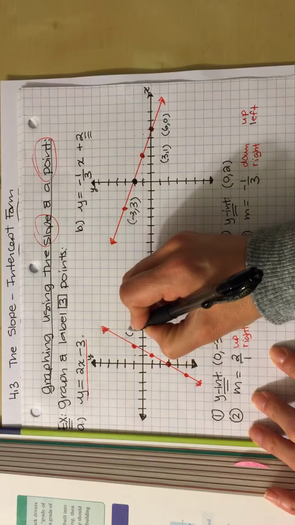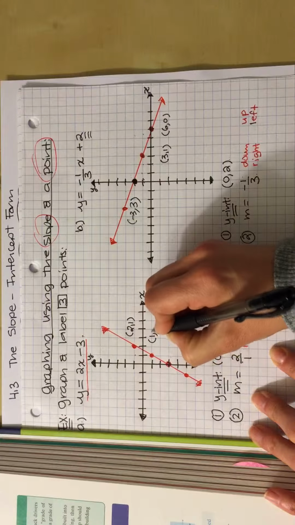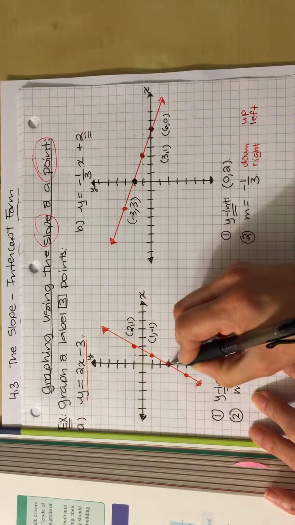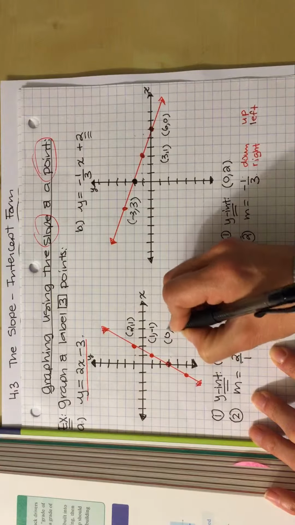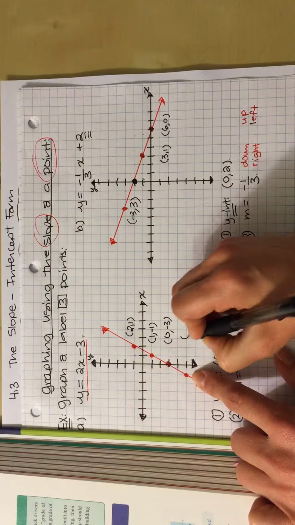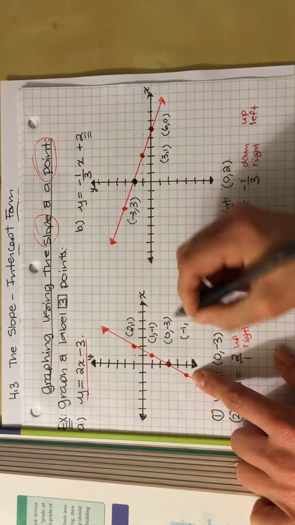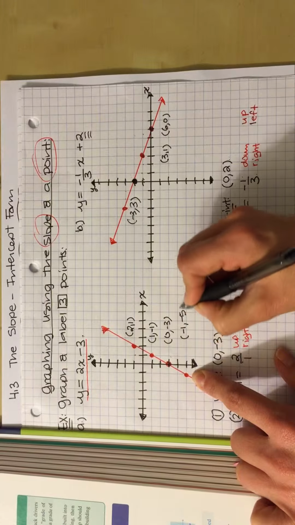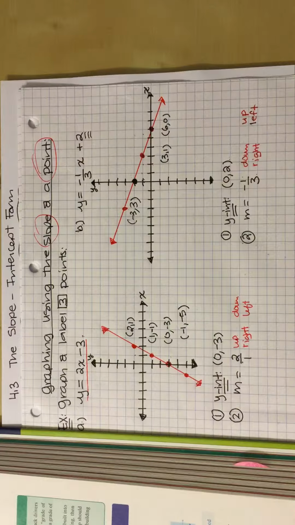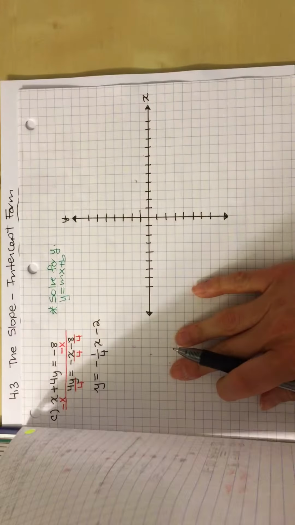This point is (2, 1). Second one, (1, -1). Third, that's (0, -3), y-intercept. And this last one, (-1, -5). And that's about it. Let's look at one more example.